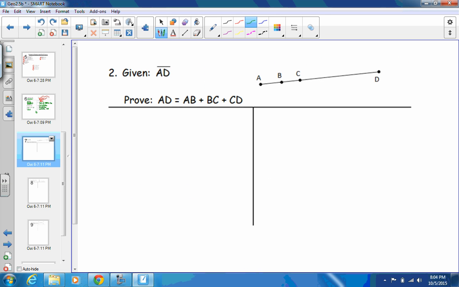So now we have a new one. We have our picture to the right, and we're given that we have segment AD. That's all we're given. So step one, we are given segment AD. That is our given. All right, we're trying to prove that segment AD is congruent to all three of these parts. So let's see, number 2, what can we say here?